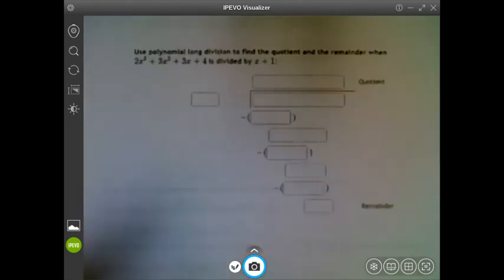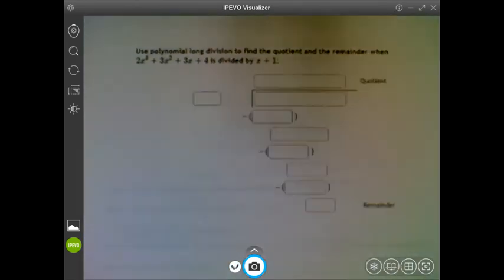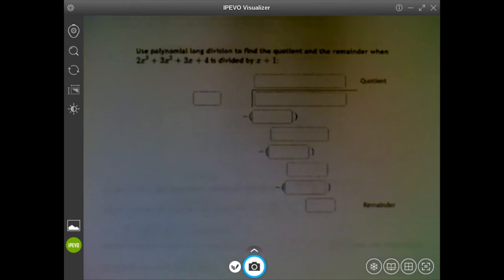So what we're going to get into now, before we actually find the zeros, is how to do some division with polynomials. So here is the first one. It says use polynomial long division. We're going to use long division to find the quotient, that's the answer to a division problem, and the remainder, that's what's left over, when we have 2x cubed plus 3x squared plus 3x plus 4 divided by x plus 1.